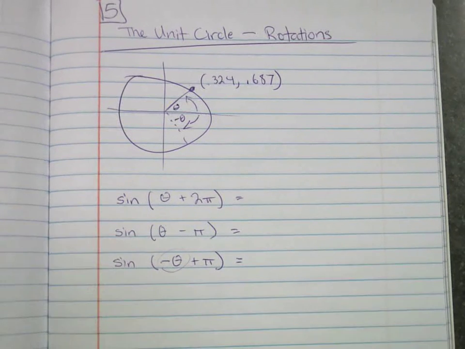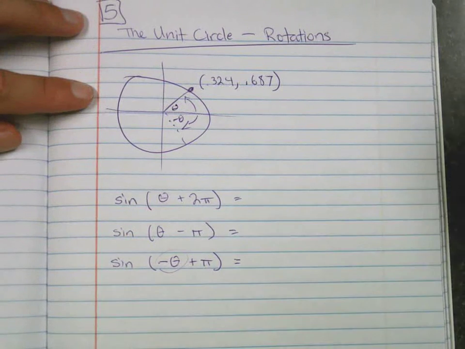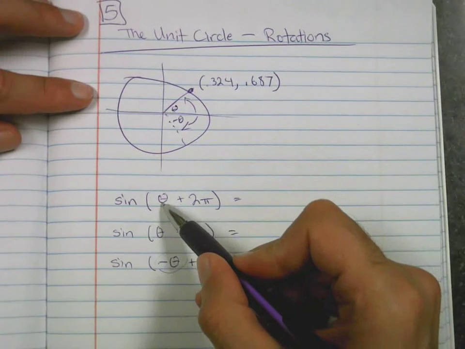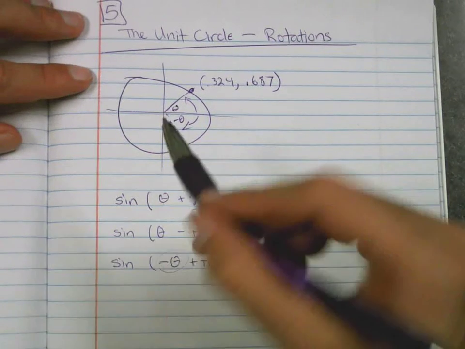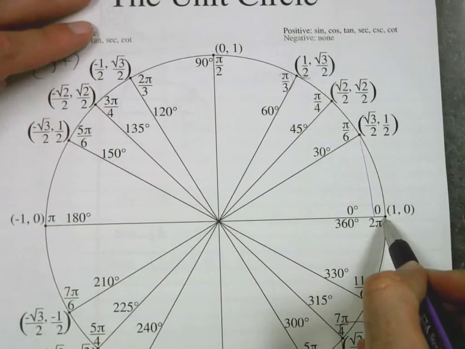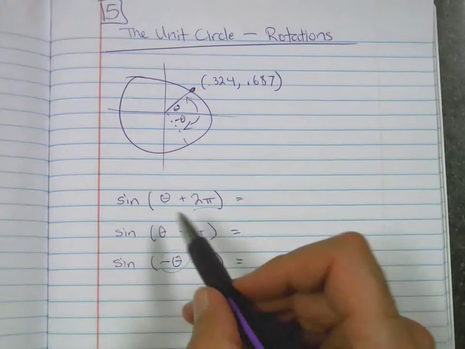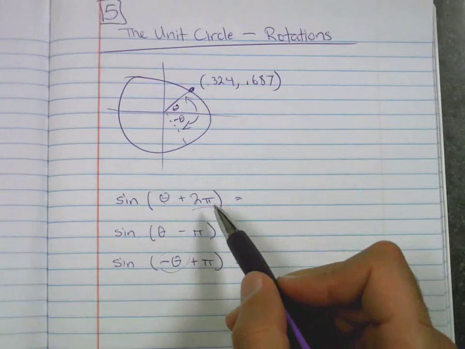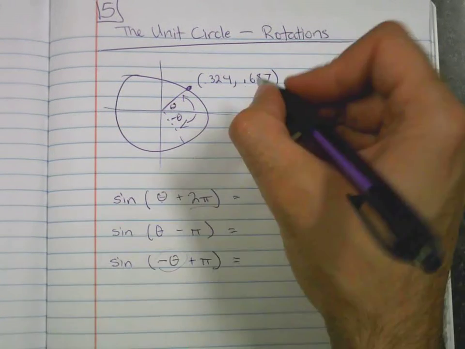So let's see. If I take theta and add 2 pi, where am I going to end up on this circle? Well, it's actually not as crazy as you think, right? If I start at 0 and then I add 2 pi, I end up in the same place. So this question is really saying, what is just the sine of theta? Meaning, write the y value down. Y value is 0.687, and so that's what I write. And that's all there is to it.